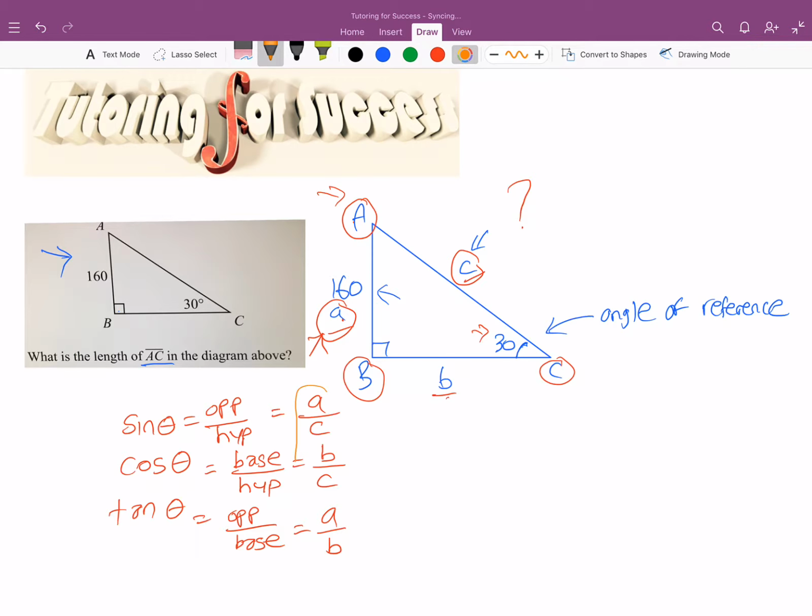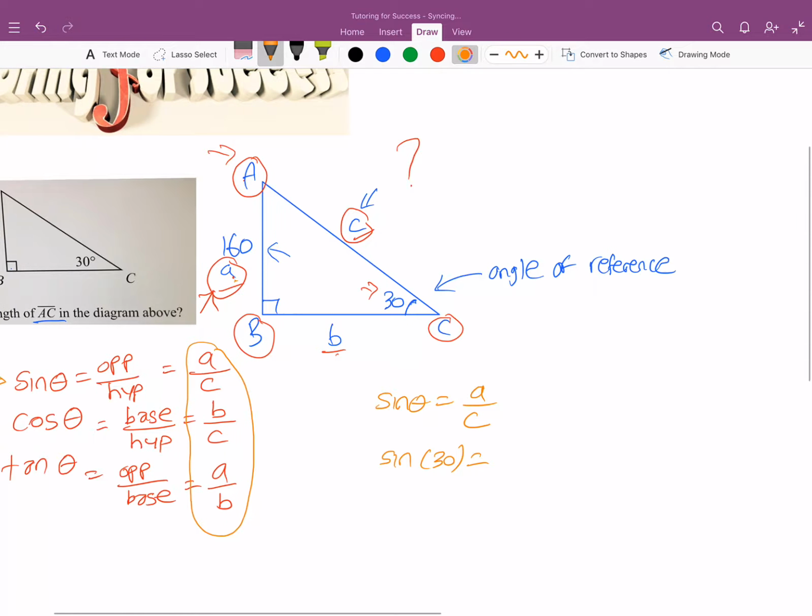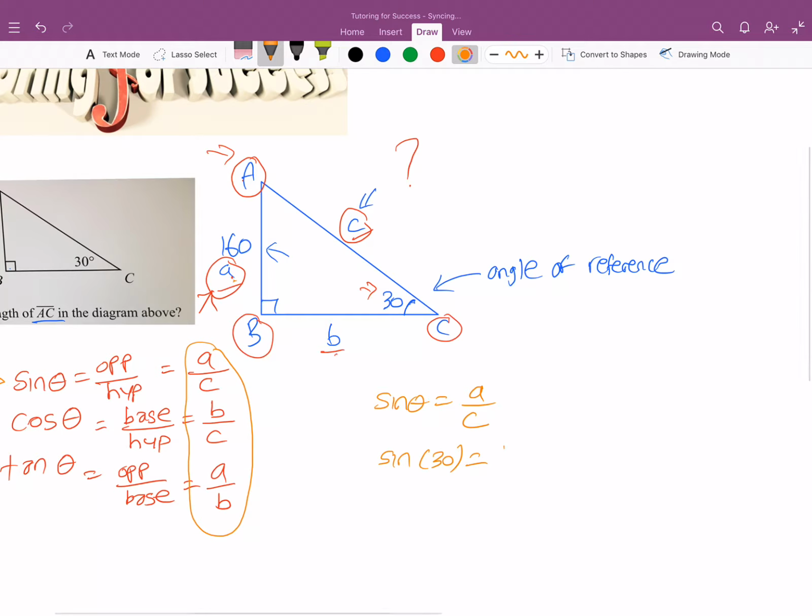Okay, so out of these three expressions, you noticed the one that only has A and C is sine theta. The rest have B and C, or A and B. So I'm not going to use cosine or tangent for this problem. I'm going to use sine theta. Sine theta states A over C. I already have my theta, which is sine of 30 degrees, equals A over C. So what is A over C? A is 160. C I don't know.